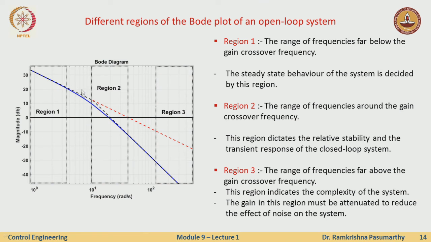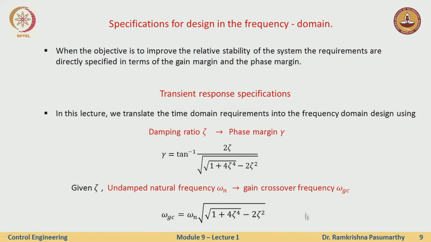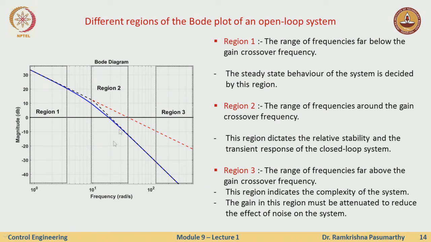Now, look at this region here in terms of the gain crossover frequency, and if we go back a few slides, the gain crossover frequency was related to the transient response of the system. So, this frequency range here, which I call region 2, will decide the transient behavior of my closed loop system or also the relative stability. Region 3, which is much after the gain crossover frequency, indicates in some sense the complexity of the system, what are the extra poles and zeros in the system. And in this region, what we must be careful about is that the gain should be attenuated to reduce the effect of noise.